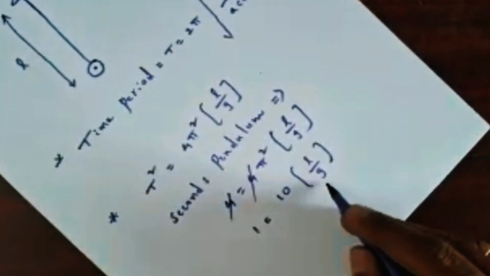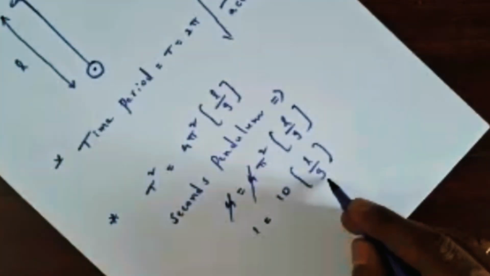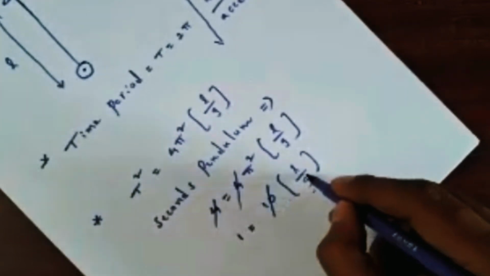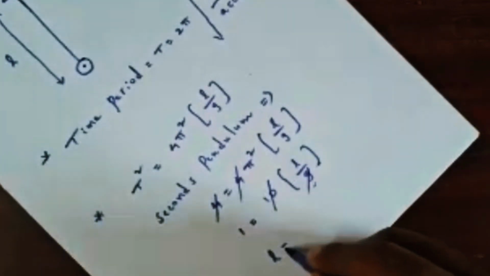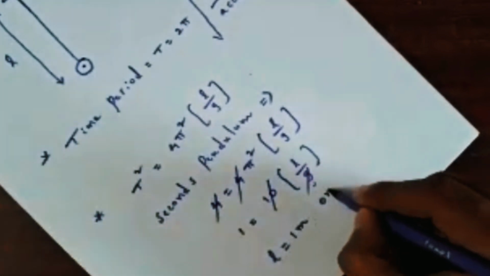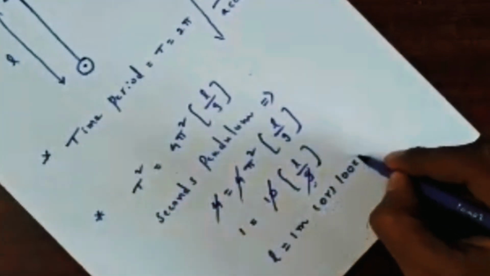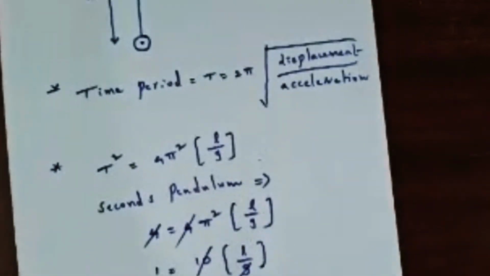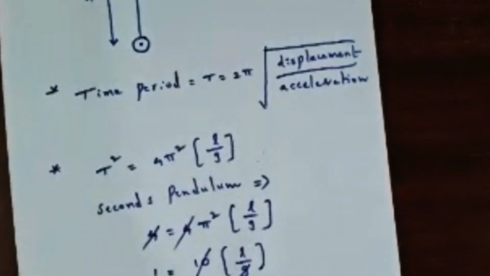g is nothing but acceleration due to gravity, which is equal to either 9.8 or 10. Now here I'm taking 10. So the g value and the 10 value get cancelled. L is equal to 1 meter or 100 centimeters. This is the length of the seconds pendulum. So the time period of the seconds pendulum is 2 seconds, and the length of the seconds pendulum is either 1 meter or 100 centimeters.